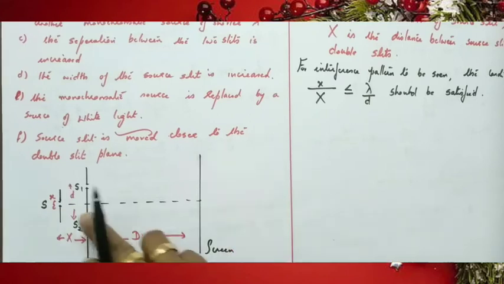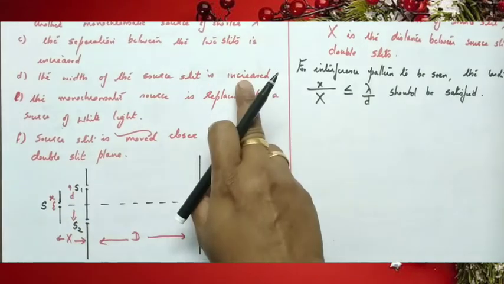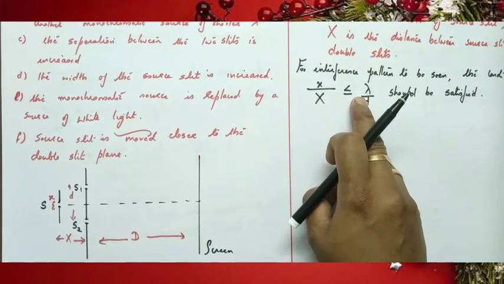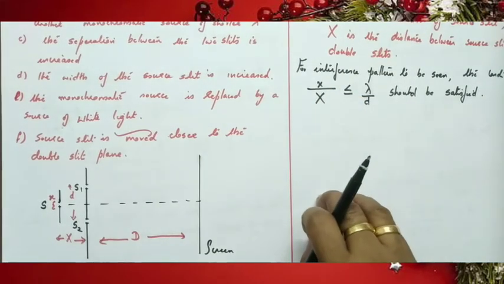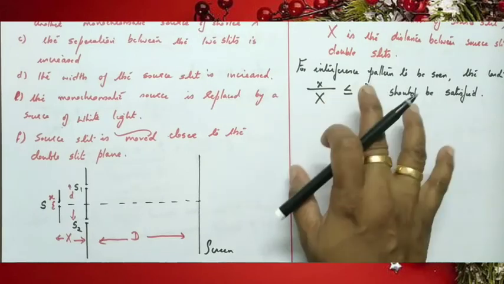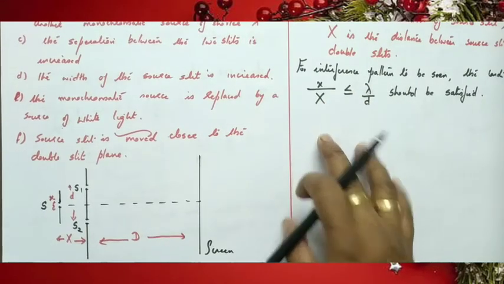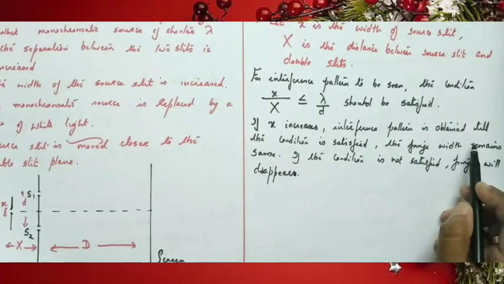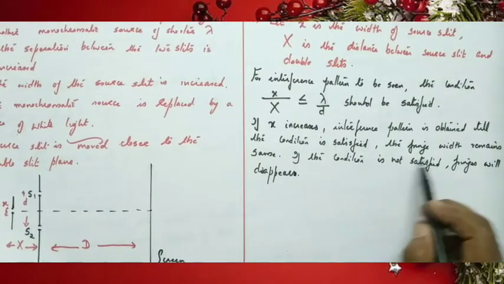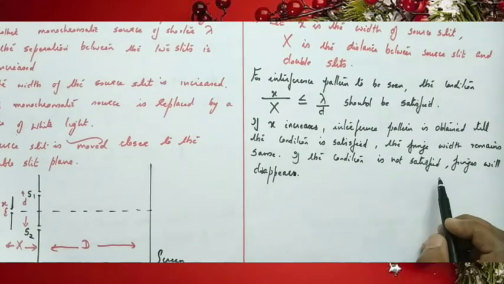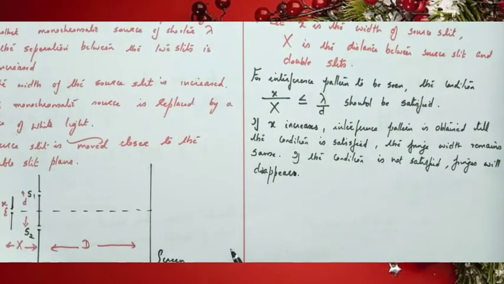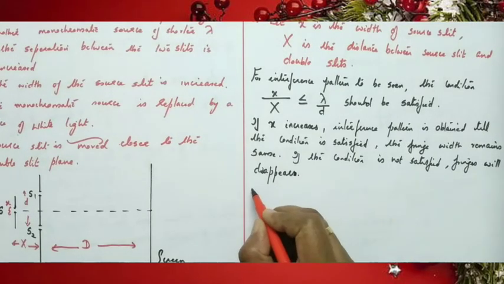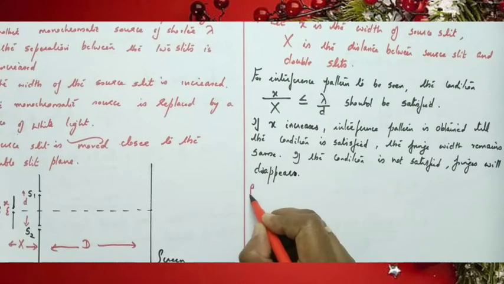Clear, children? If the width of the source slit is increased and the condition is still satisfied, we will get the interference pattern, but there is no change in the fringe width. After that, if this condition is not satisfied, the interference pattern disappears. So if small x increases, the pattern is obtained till the condition is satisfied. The fringe width remains same. Okay, children. Now the next one, F we can do first.